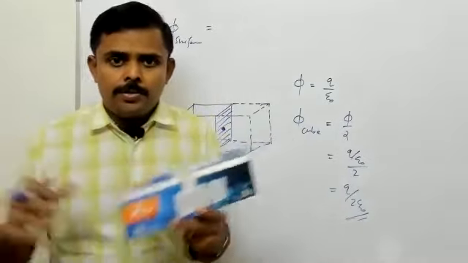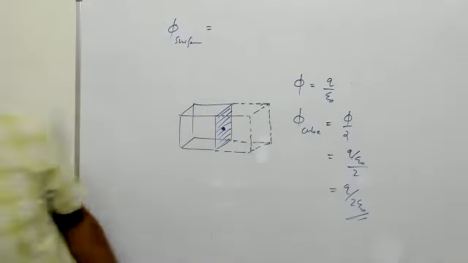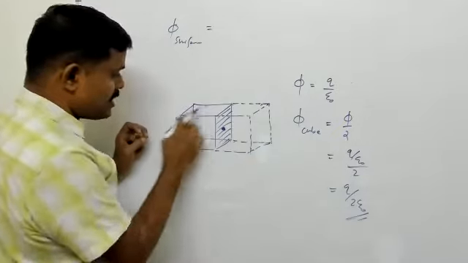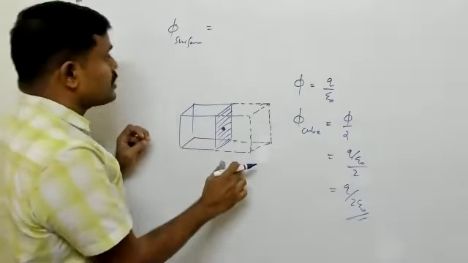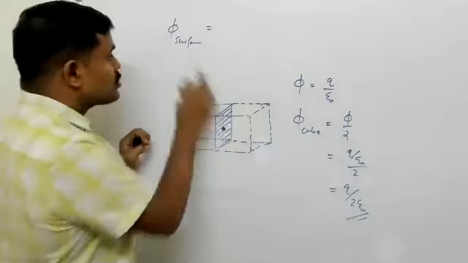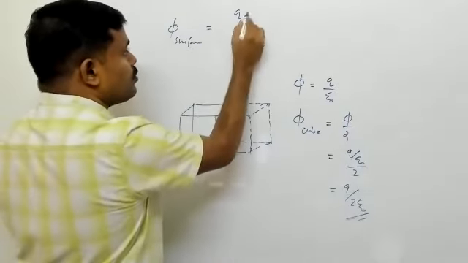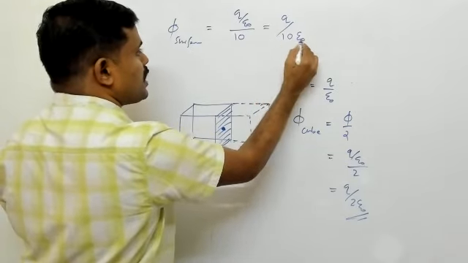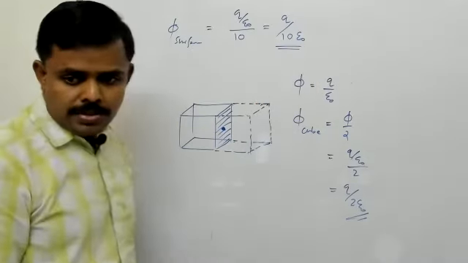So for 2 cubes, how many surfaces? 5 per cube, 5 plus 5 is 10. For this one there are 5 surfaces, and for this one there are 5 surfaces. Altogether, there are 10 surfaces. So flux through one surface is Q by epsilon 0 by 10, total flux by 10, that is Q by 10 epsilon 0. Did you understand this?